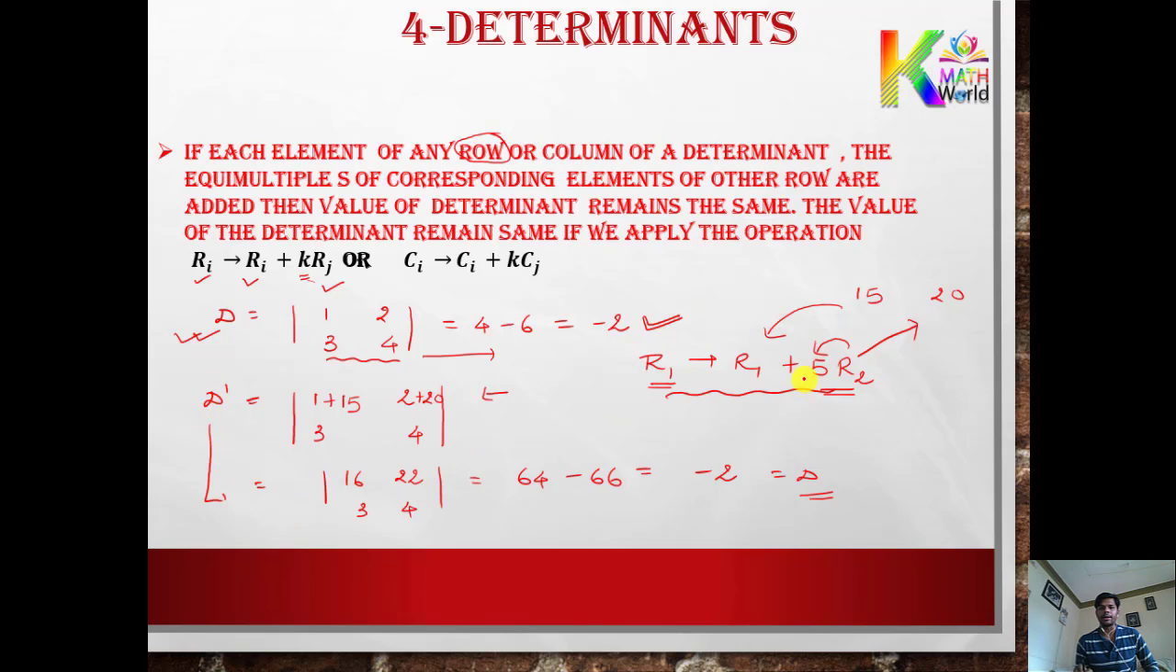I am going to repeat it again. Here you consider on R1 you want to perform the operation. So on R1 you can say performing R1 plus this row multiplied by k, that is 5. R1 plus 5R2. Hope you understood.